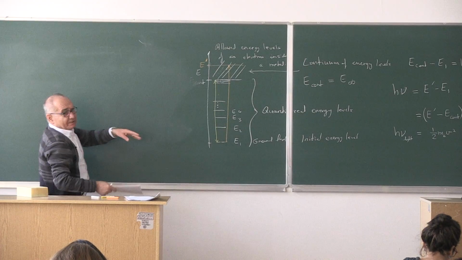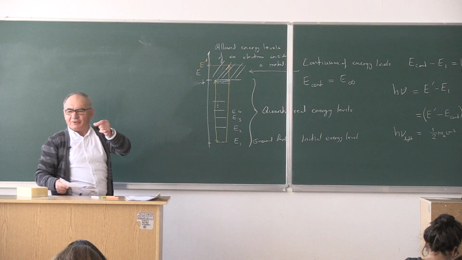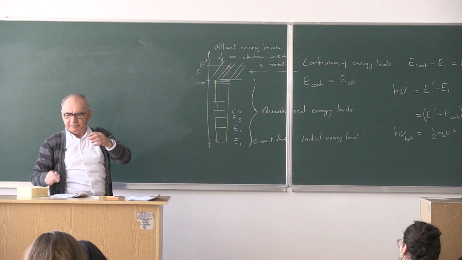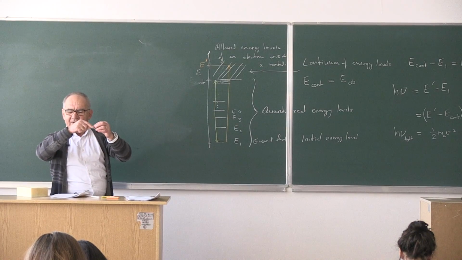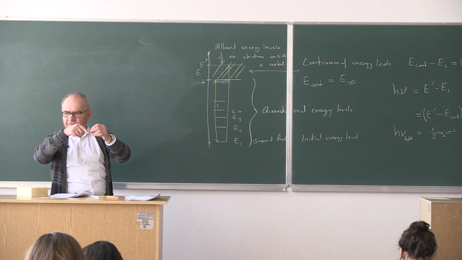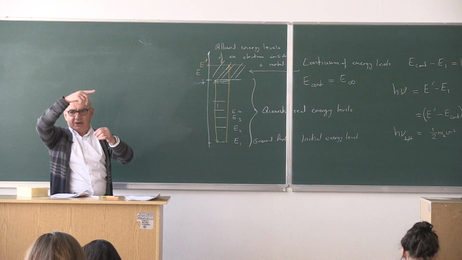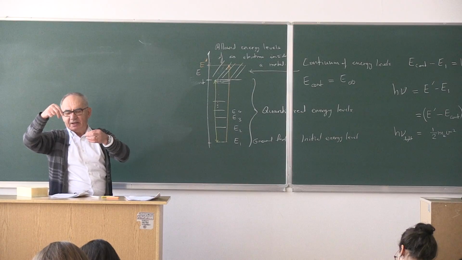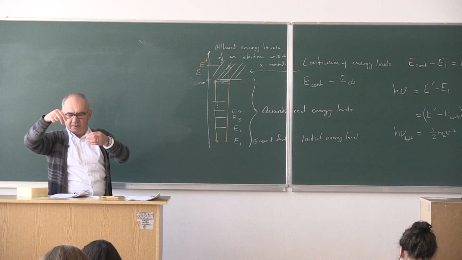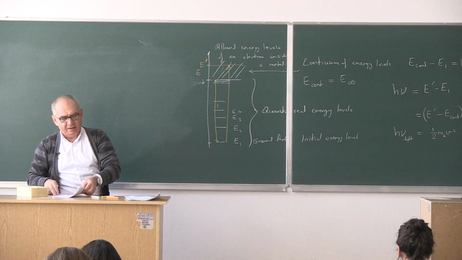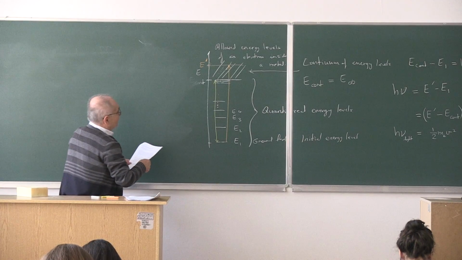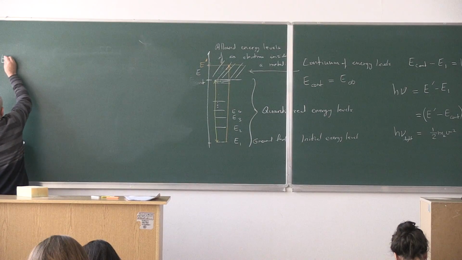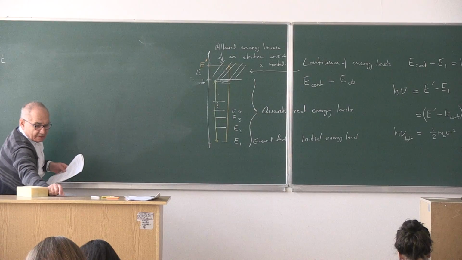Now, consider a hydrogen atom, just one hydrogen atom. This hydrogen atom has a proton with +1 charge and an electron moving around it. Electron has a -1 charge. Now, the allowed energy levels of the electron in the hydrogen atom are known and given by a very simple formula.